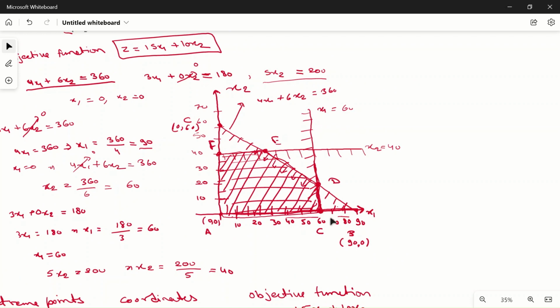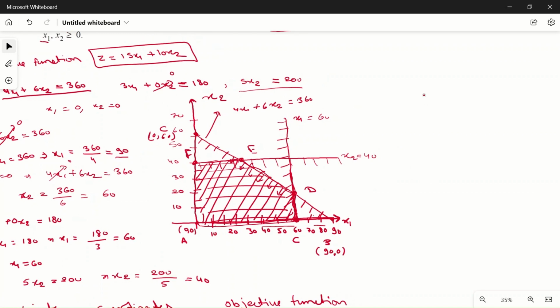You can see that at point D, the line 4x1 plus 6x2 is equal to 360 and the line x1 is equal to 60 are intersecting each other. So we will write these two: 4x1 plus 6x2 is equal to 360 and our second line is x1 is equal to 60. We will solve these two equations. We put x1 is equal to 60 in this equation, so it will be 4 into 60 plus 6x2 is equal to 360.